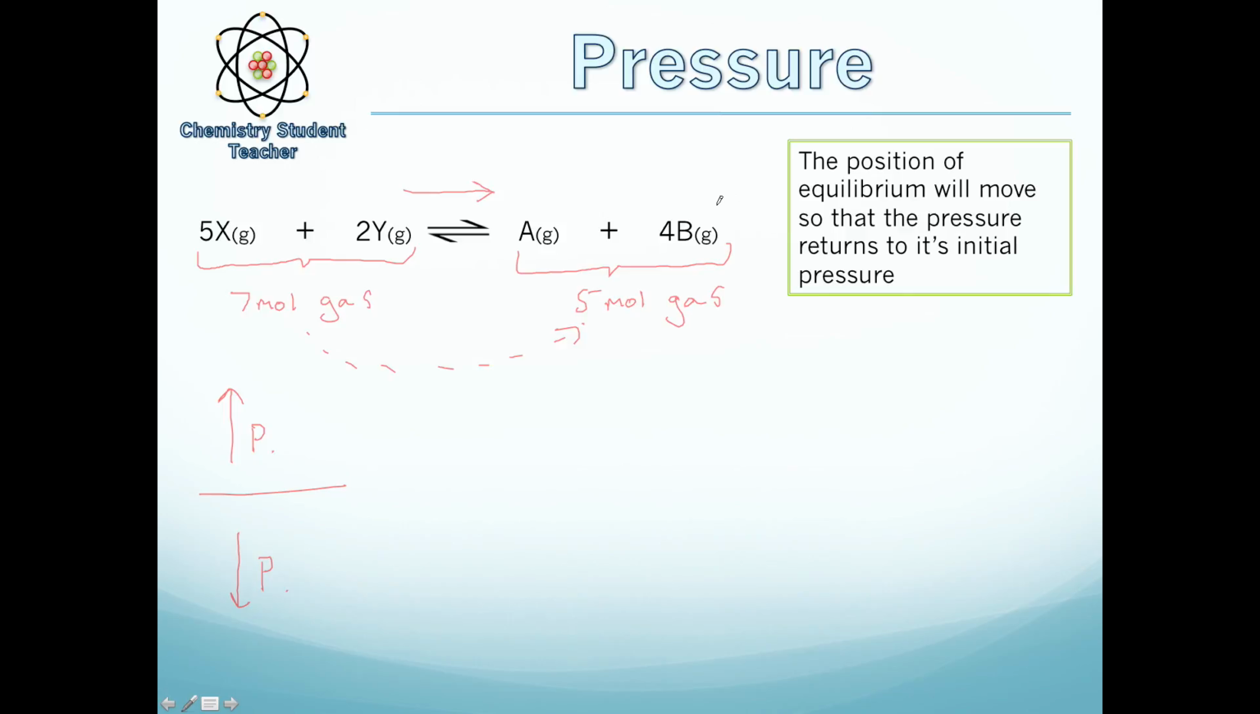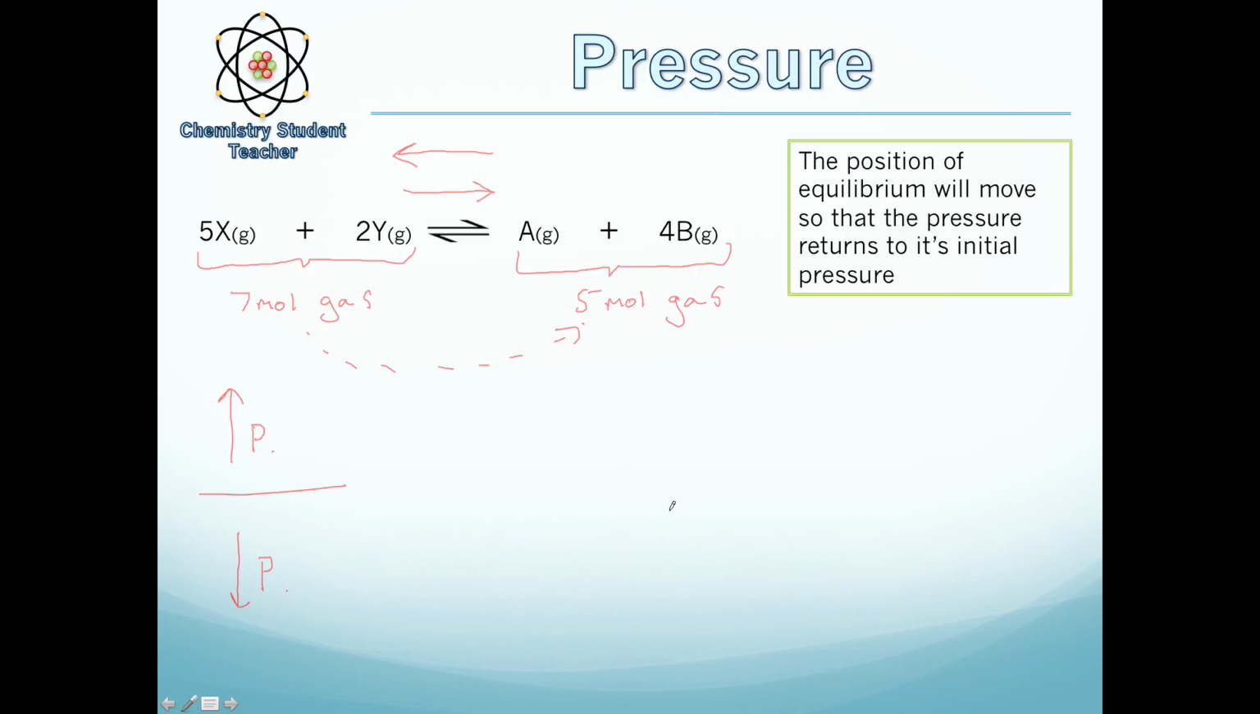So how we do that is by producing more gas. How do we produce more moles of gas? React the less to create the more. So react the A and B to create X and Y. And that shifts the equilibrium to the left because we now have more X and Y. So the equilibrium lies to the left. It's as simple as that.